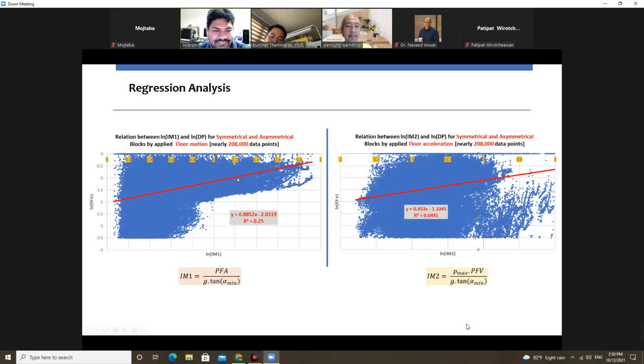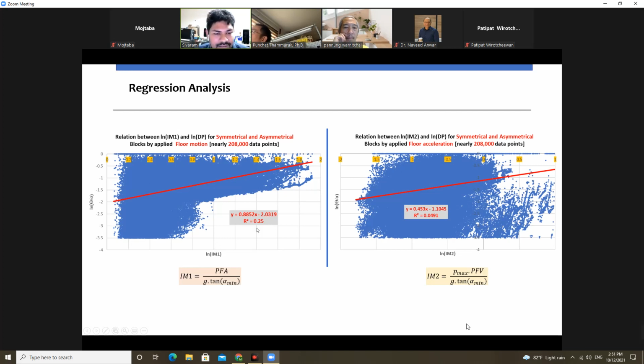So I understand that, but still we can compare the results between IM1 and IM2. So I accept that the boundary line also we have to produce. That's true, but this is the best fit line, and this is the maximum R squared value. So there is no use of intensity measure 2.